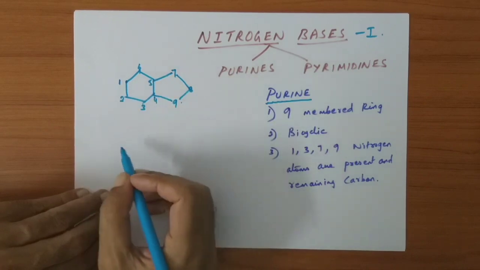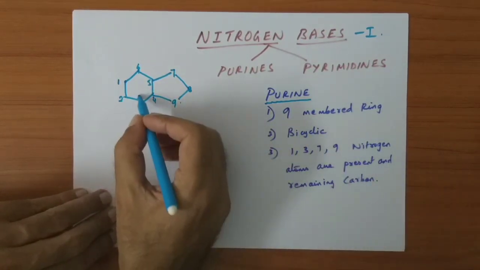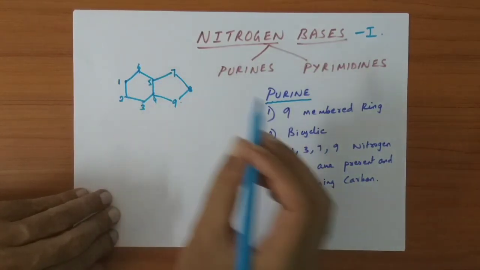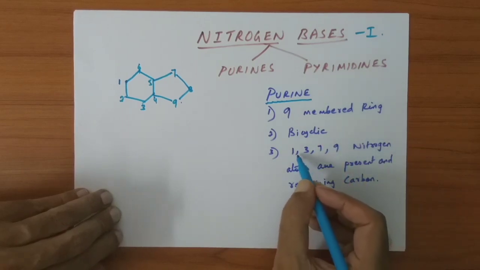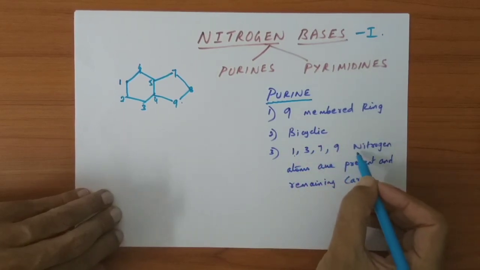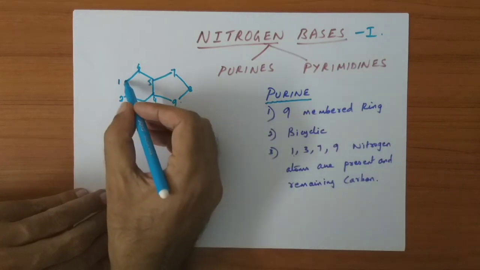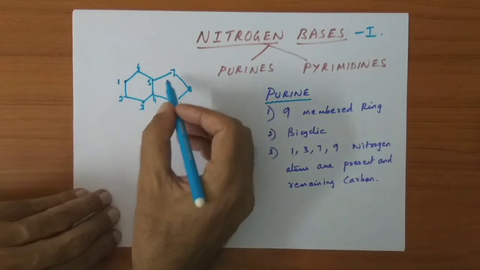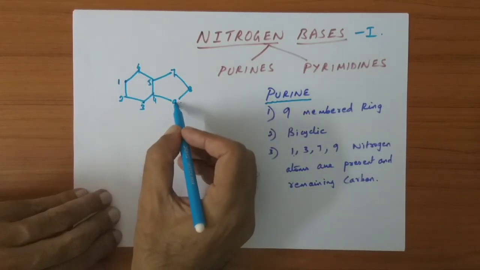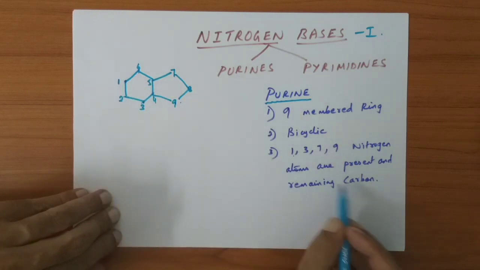Now it is a 9-membered ring, bicyclic, with 2 cycles. So 2 rings, so we call it bicyclic. Then at 1, 3, 7, 9 we get nitrogen. So the first position, third position, 7th position, and 9th position are nitrogen. The remaining we get carbon.